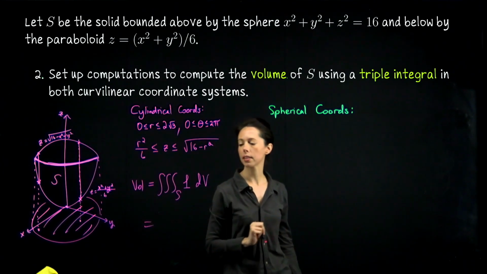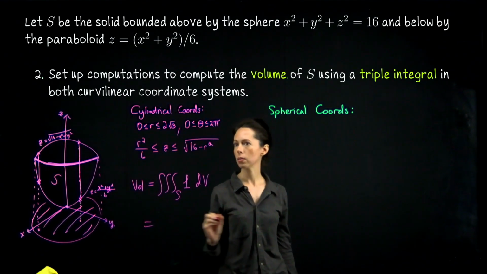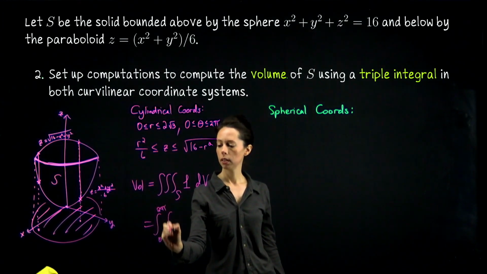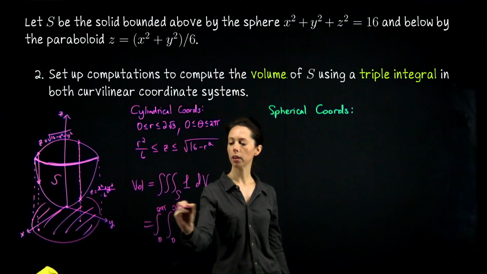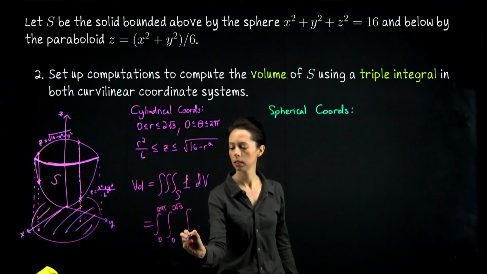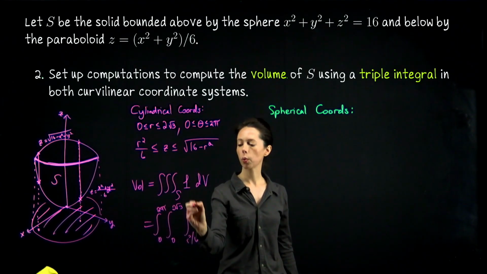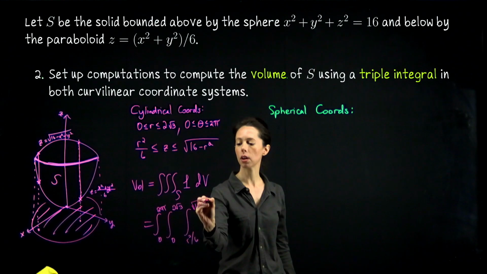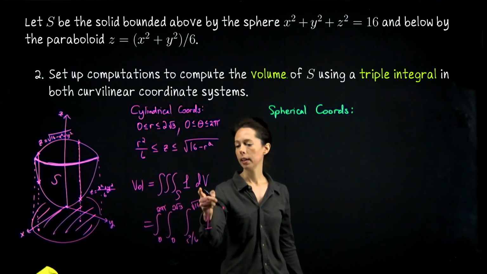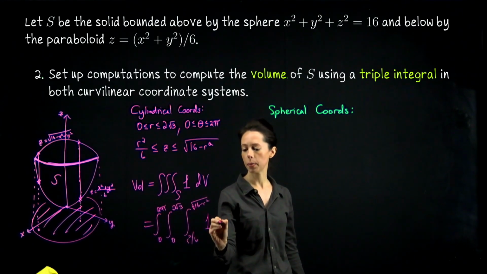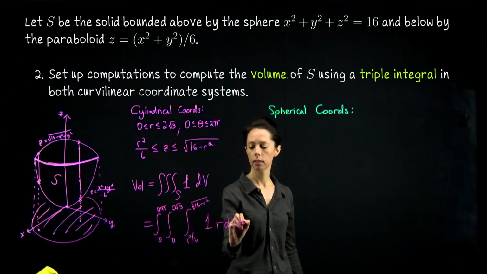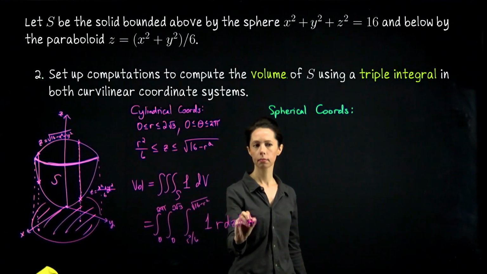So I'm just going to set this up. We can say that the bounds are going to go from 0 to 2 pi for theta, 0 to 2 square root of 3 for r, and then r squared over 6 to the square root of 16 minus r squared for z. The integrand is 1, and then dV with cylindrical coordinates needs to be r dz dr d theta, like that.